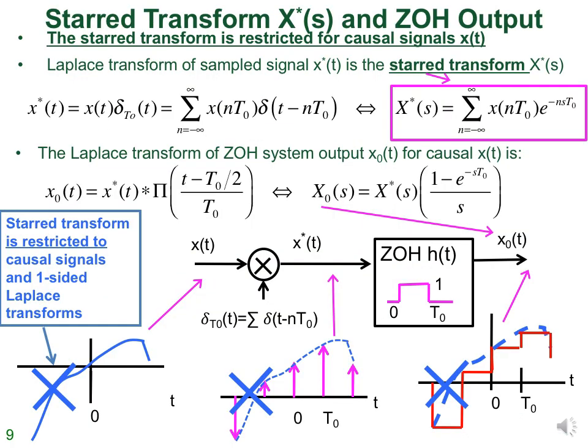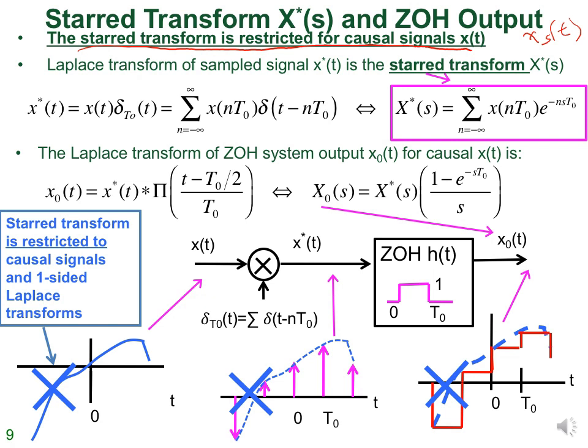So the final detail where this differs a bit from the original consideration of sampling, when we talked about sampling analog signals, is that the star transform is restricted to causal signals, x of t. And so all the things that we talked about when we originally considered a sampled signal xs of t, we really didn't restrict that to causal signals.